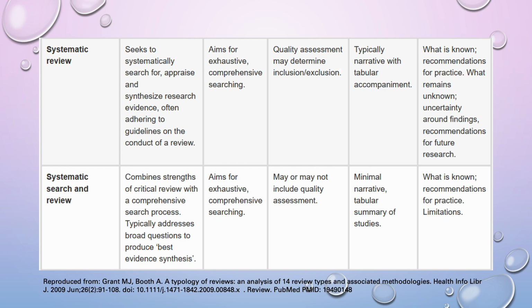Now we go to systematic review. It seeks to systematically search for, appraise, and synthesize research evidence, often adhering to guidelines on the conduct of a review. Systematic search and review combines strengths of critical review with a comprehensive search process. It typically addresses broad questions to produce best evidence synthesis.